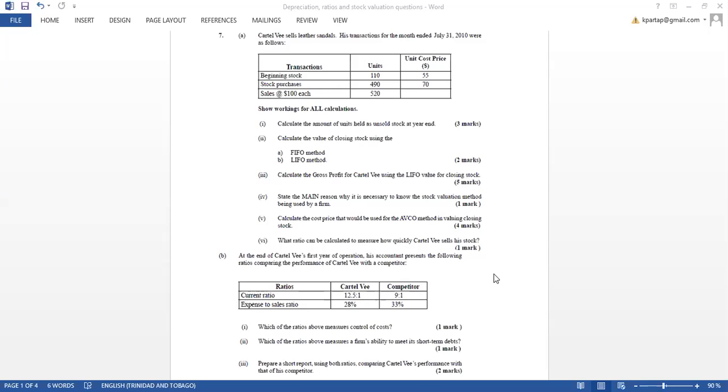So when the 30 units come out of the opening stock, we will only remain with 80 units. But that 80 units we remain with will now be at a cost of $55. So that is why the LIFO answer is 80 units by $55, which will give you a value of $4,400.